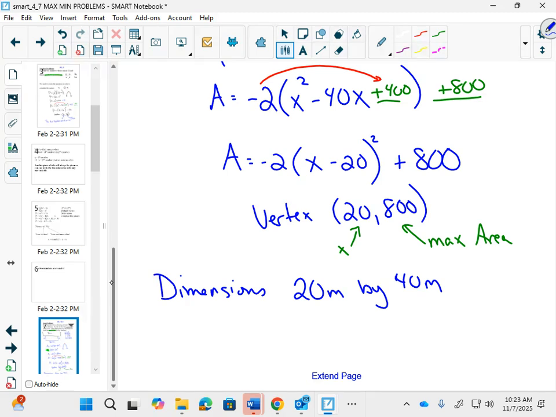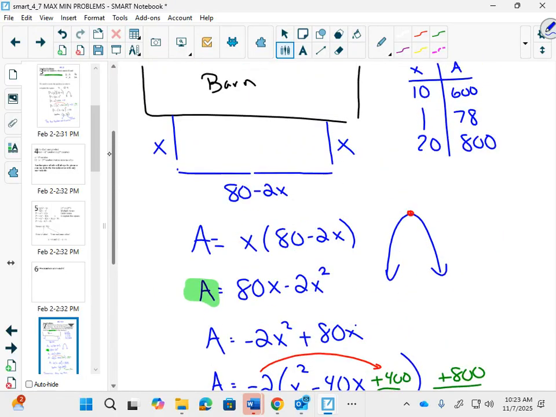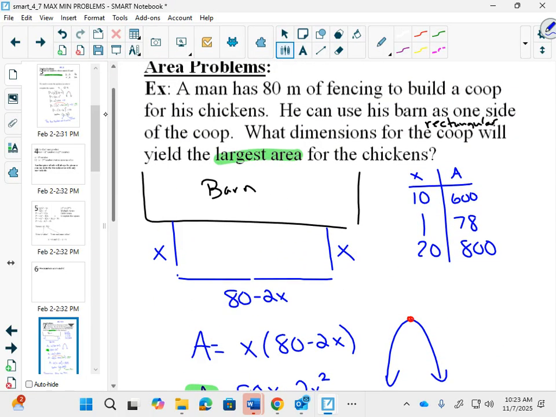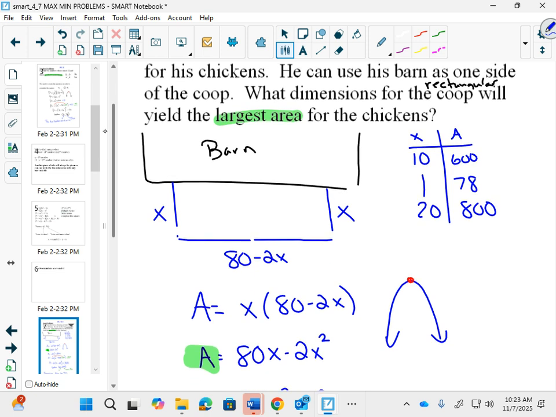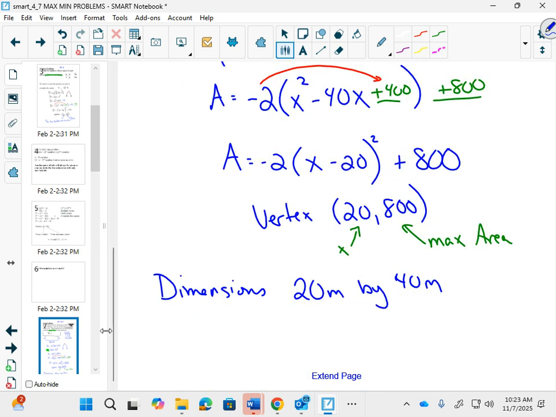What did the question ask? These ones I find I often have to reread. What dimensions will yield the largest area? Dimensions: 20 meters by 40 meters. Sometimes they'll say, what is the largest area and what are the dimensions? So then you have to answer 2 questions. The largest area is 800 square meters, and the dimensions are 20 meters by 40 meters. Whew!